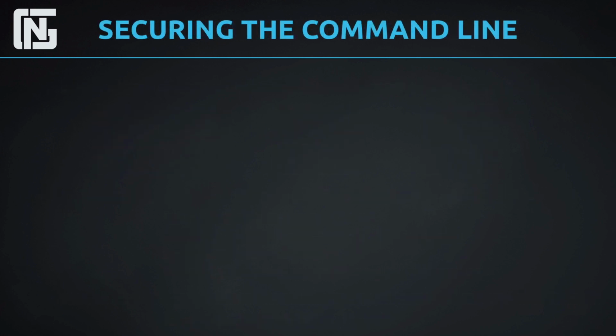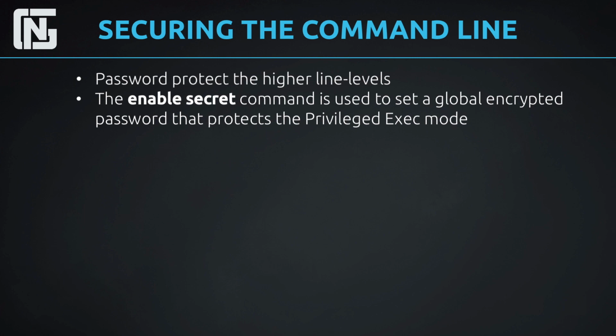Next, we need to look at securing the command line. So we know that we have these different line levels, right? We have user exec mode. Whenever we log into the device, that's the first mode we're in, user exec. Then we type the enable command to go to privileged exec mode. And then we have the global configuration mode too. So what I'm getting at is we want to protect these higher line levels, like the privileged exec mode.